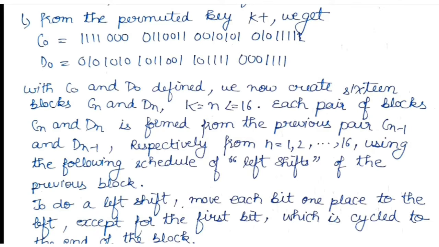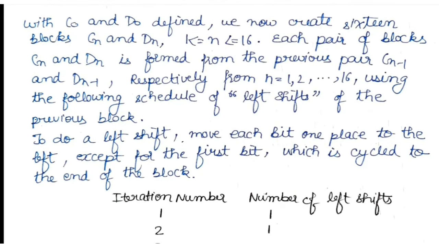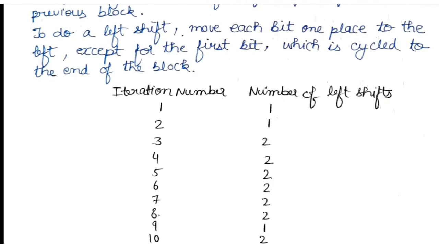Now we will derive the values of Cn and Dn for n greater than or equal to 1 and less than or equal to 16, since we need the values of Cn and Dn to create our keys from K1 to K16. To do so, we will use shifting. We will only do left shifts: either one left shift or two left shifts on C0 and D0, and this is how we are going to make our Cn and Dn values.